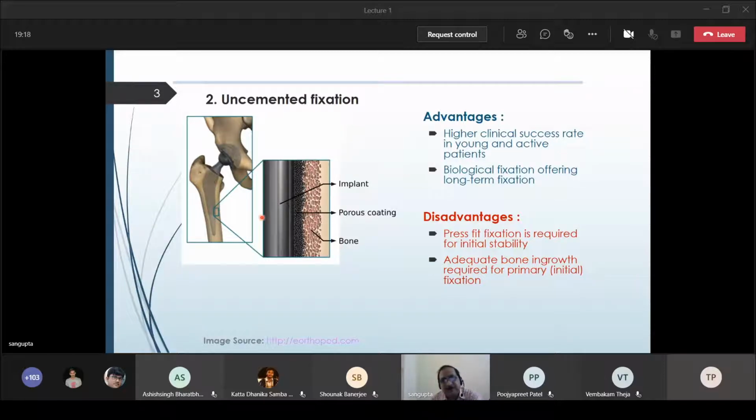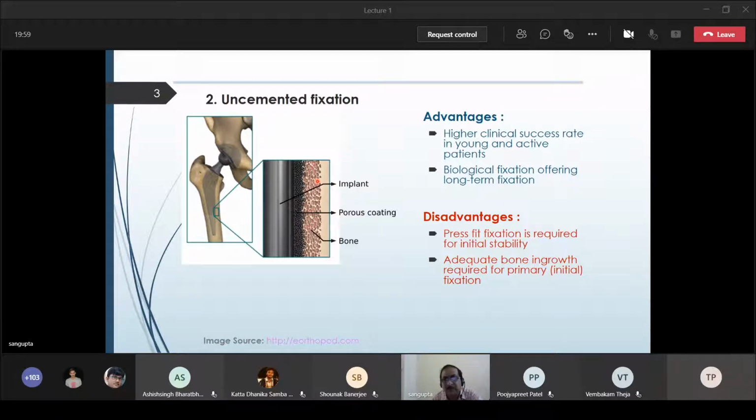So in this type of implant, you can see, if you look into the inset picture, that there is porous coating already on the implant, and the bone actually grows into the pores of this implant to form a permanent bond. So the more the bone ingrowth, the better will be the mechanical interlocking between the porous coating and the bone, therefore yielding a very durable interface or durable fixation between the implant and the host bone.